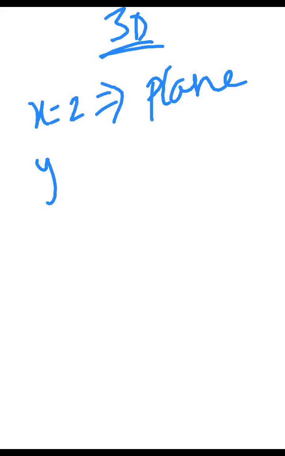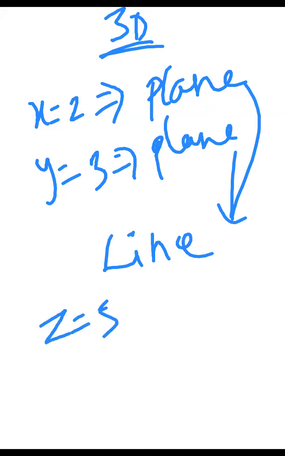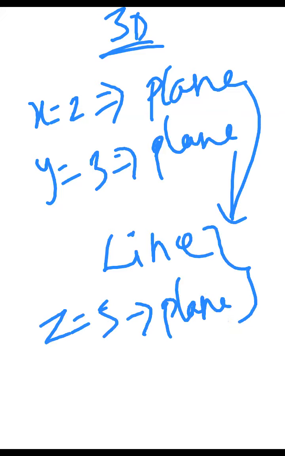And suppose another variable, y is equal to 3, then it will also give you a plane. The intersection of these two planes will give you a line. If one more plane comes, say z is equal to 5, again you will get a plane. The intersection of a plane and a line gives you the point.